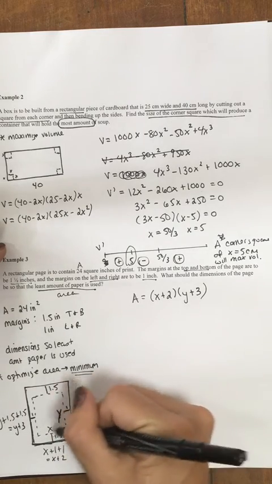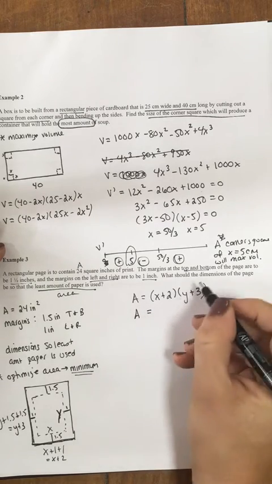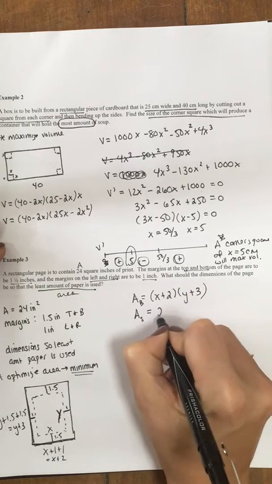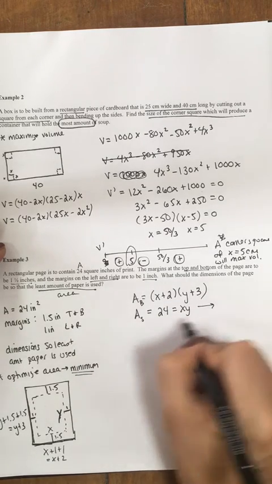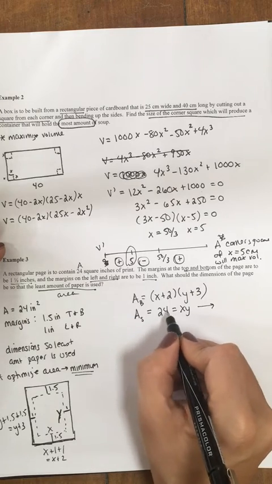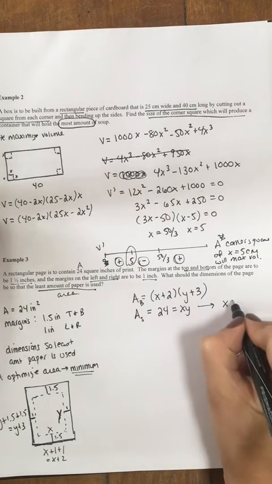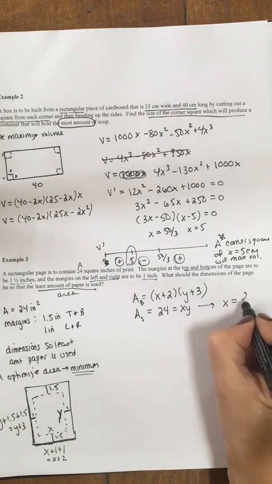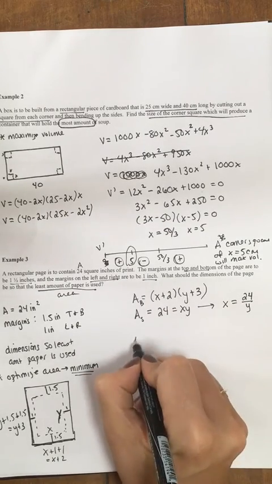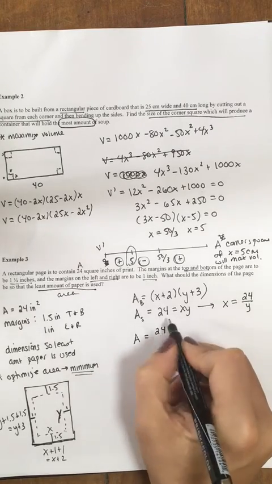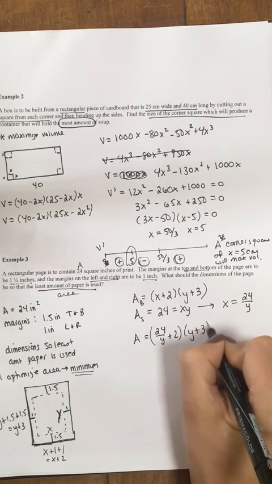We also know here that the area where you can print on, I could do area big and area small, has to be equal to 24, and that's x times y. Now here is where we might do some solving, because this is not the one we want to minimize. We want to minimize this one. We can choose to solve for x or y. I'm going to solve for x. X is equal to 24 over y. I'm going to substitute in: area equals 24 over y plus 2 times y plus 3.